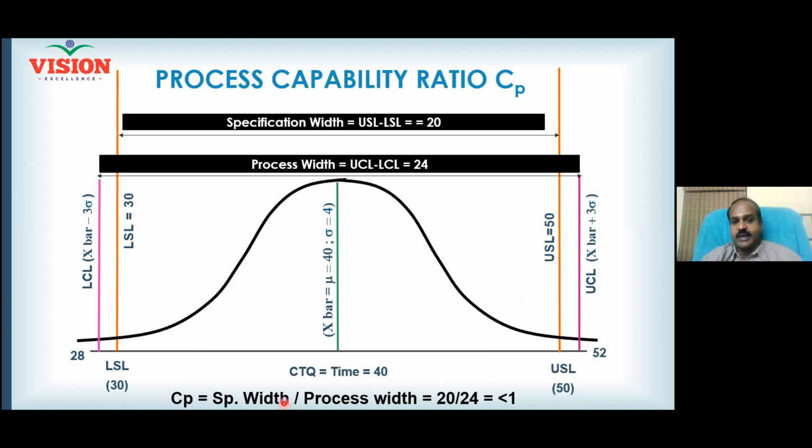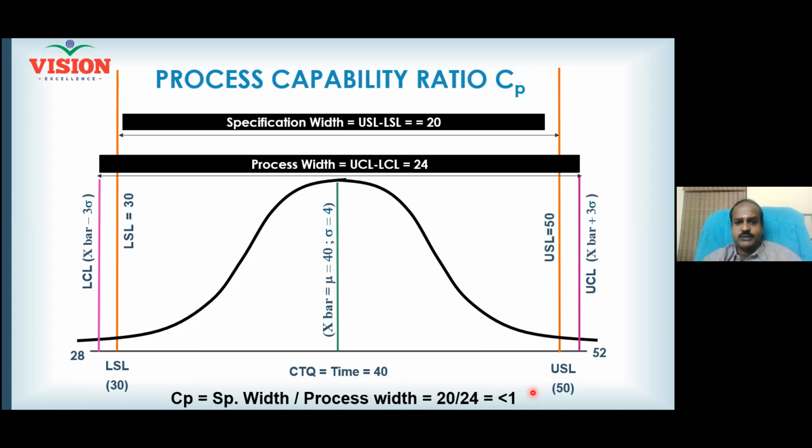Under such a situation, if you calculate the CP now, look here: specification width divided by process width. What is the specification width? Again, it is 20. What is the process width? Can one of you help me calculate? How to calculate? UCL minus LCL, sir. UCL minus LCL, otherwise 6 times sigma. Both will give the same value. Look here, 24. Now look at the value of CP. CP less than 1 means your process is definitely not capable. There are going to be definite rejections, 5 to 10%, or it can be any percent.